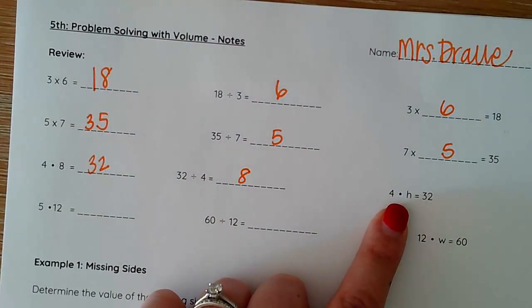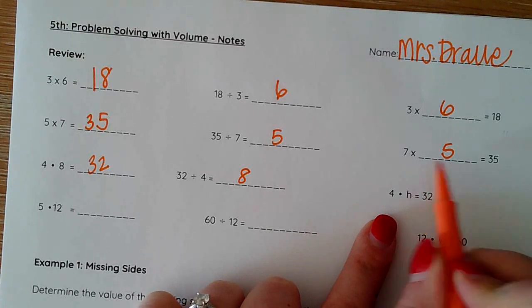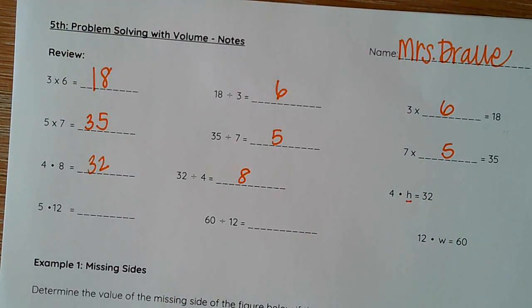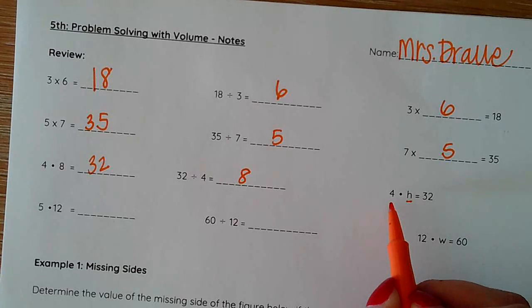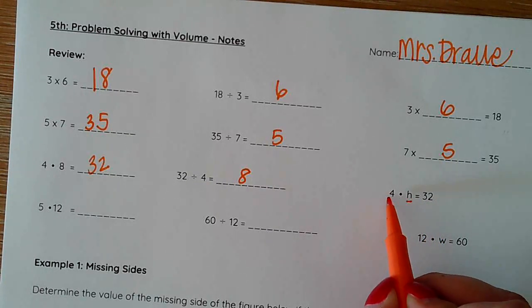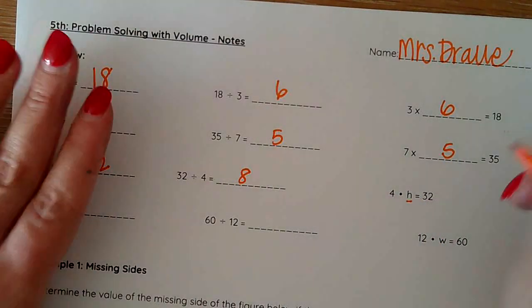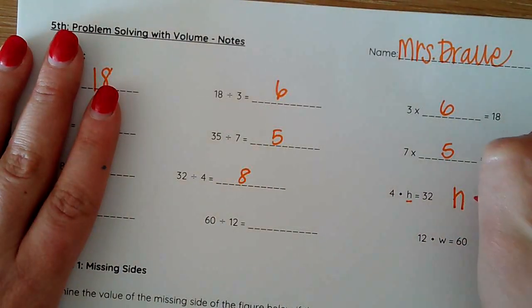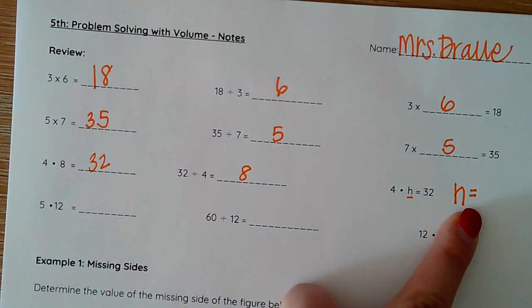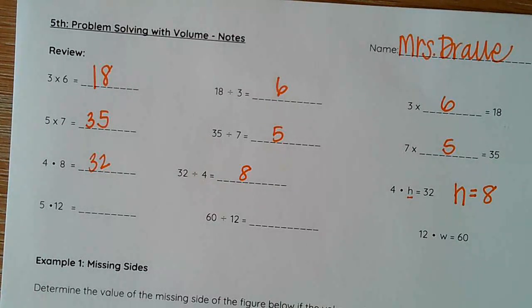Here, as we move up in our grade levels, instead of having that blank space, we're going to have this letter here, and that letter is called our variable. When we are talking about volume, the H would stand for height. So I can still do the same thing. I can say 4 times what equals 32, or I can say 32 divided by 4 equals what? In this case, when I have that variable, I would write H equals 8.